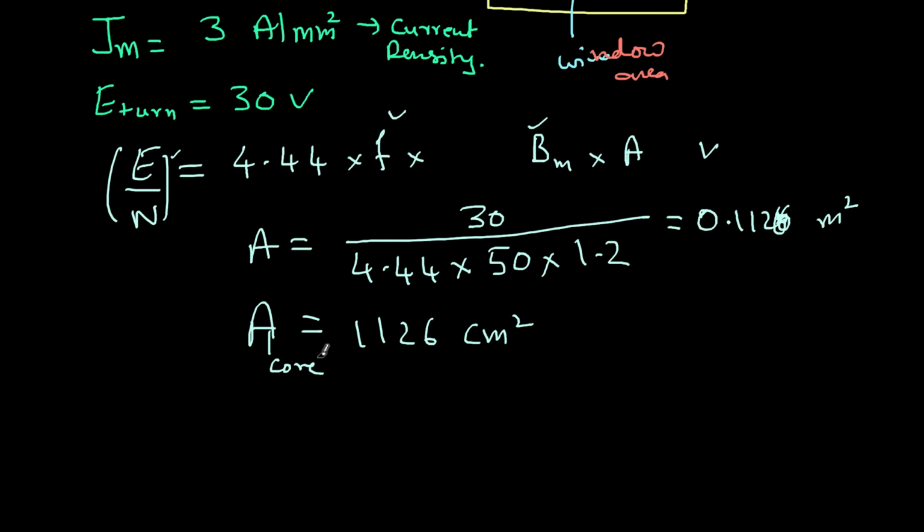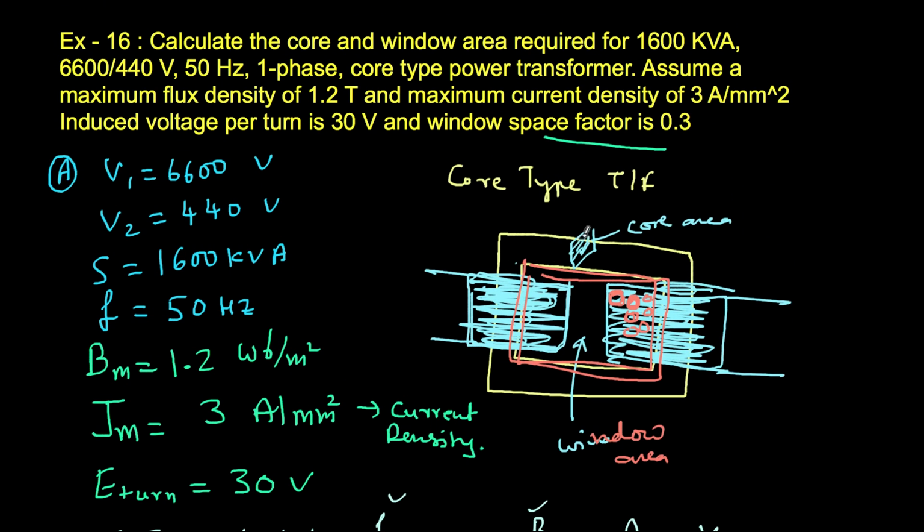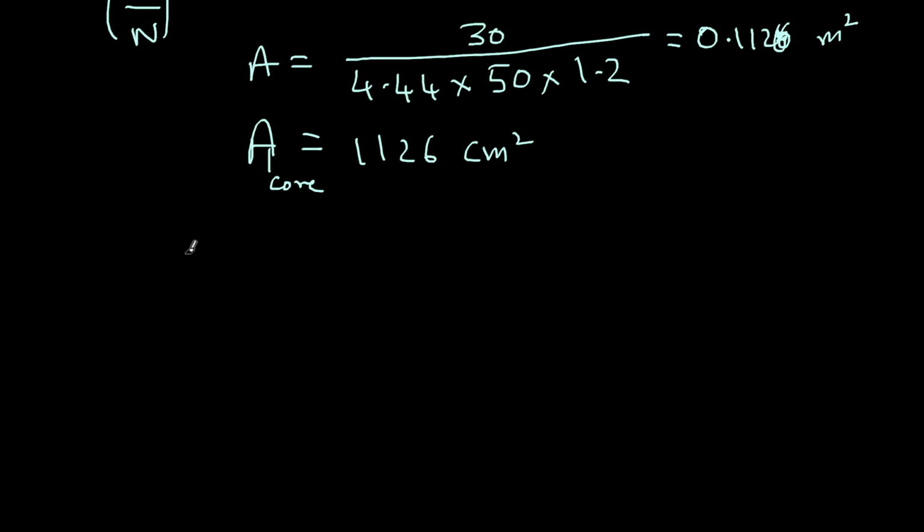Now once I have this area of the core, let's continue and work out the area of the window. I have calculated this area of the core here. Now the area of this gap I want to find out. So for that you just notice what is there inside this. First I want to find out how many turns are there in the primary and how many turns are there in the secondary. So for that let's find out number of turns.